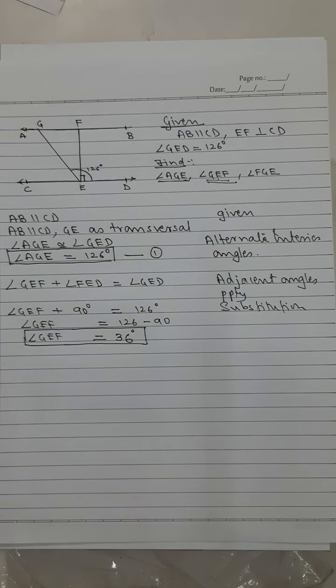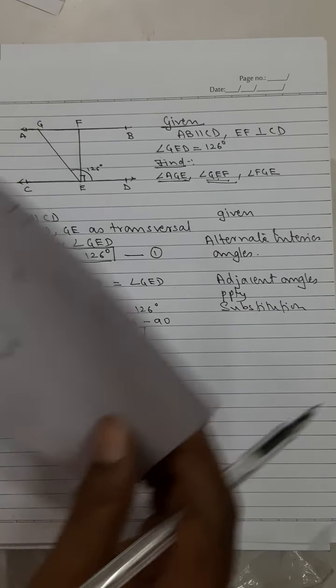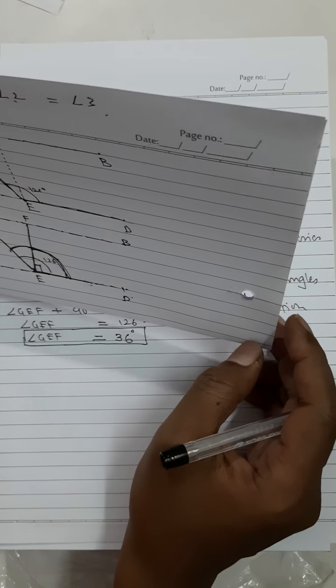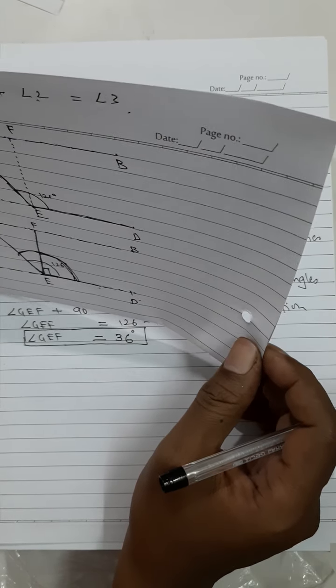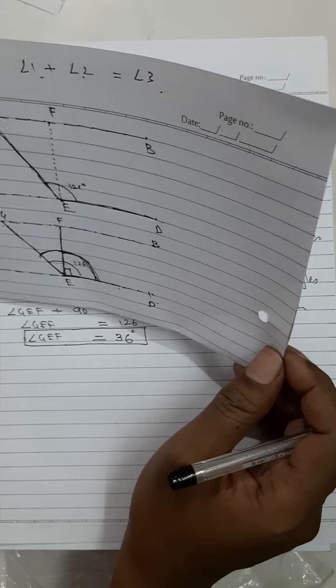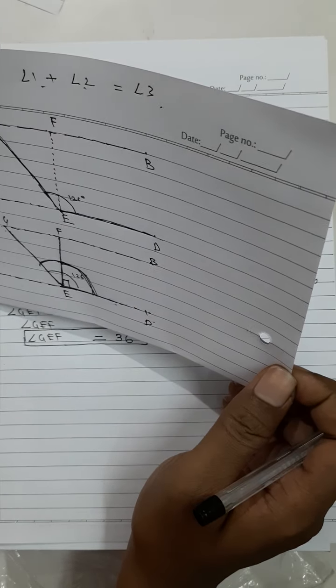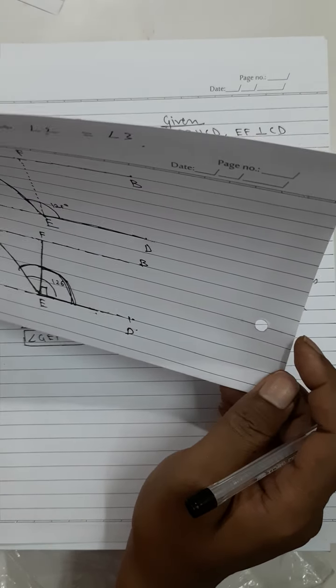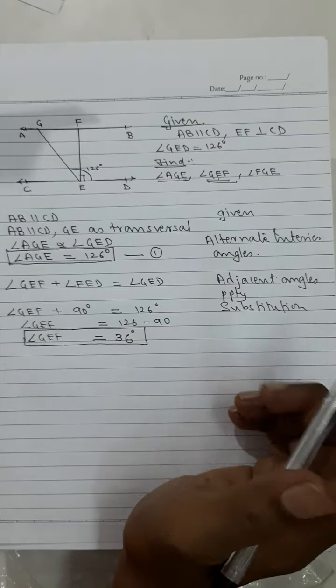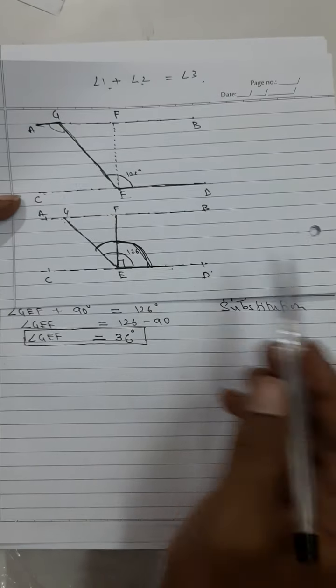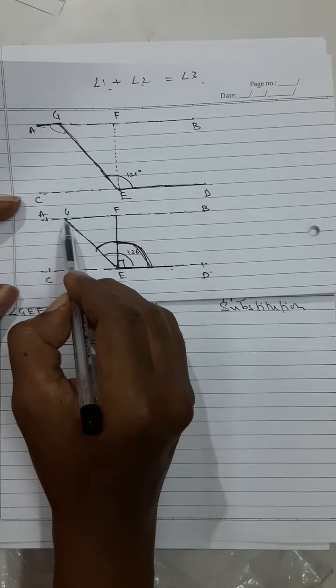Now to find angle FGE. This, actually speaking, is very easy if you know the angle properties of a triangle. If you know the property of a triangle it is easier, but you don't know that. You have to find angle FGE.